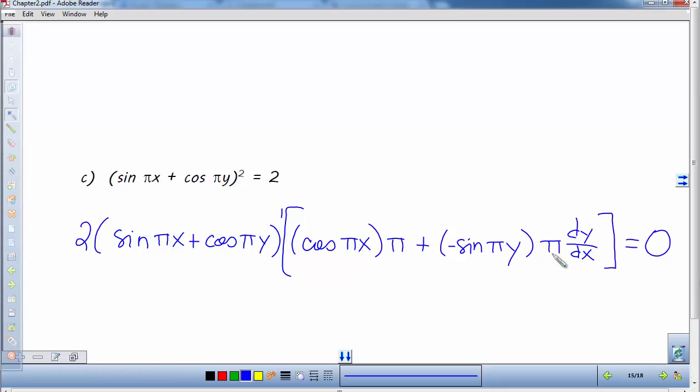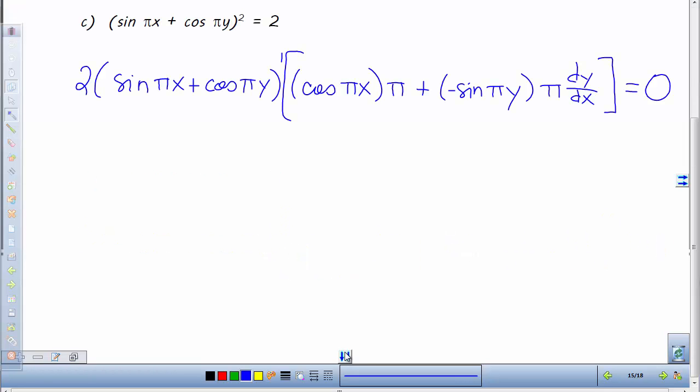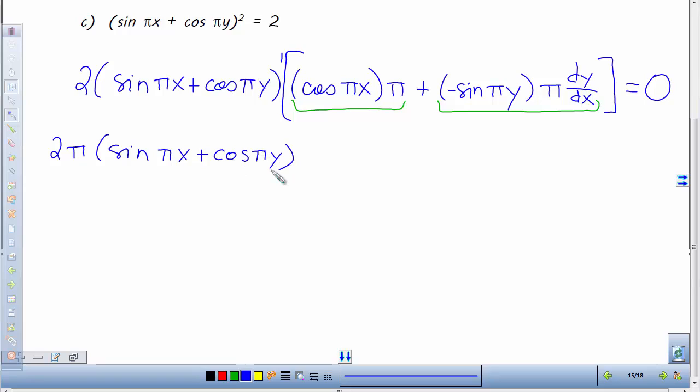Okay, so we could distribute this piece to each of our two terms inside of our brackets here. I've got two big terms. And so that's going to give me 2 pi. Here's the 2, and there's the pi, because I'm distributing all of this to this first term right now. So 2 pi sine pi x plus cosine pi y times cosine pi x.